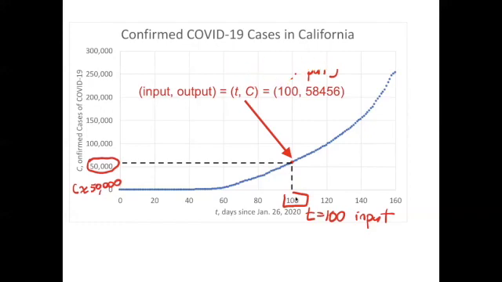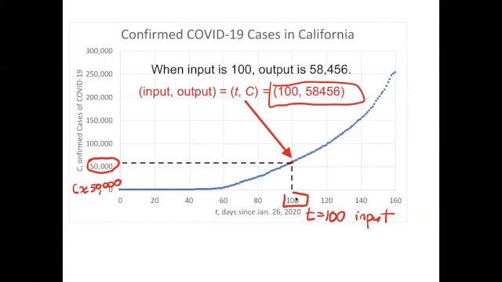And so if we want to make sense out of this, let me clear this out of the way. If I'm reading this point and the question is, let's make sense out of what this point tells us, in a very dry sense, we could say when the input is 100, the output is 58,456. This is not where I would like you to end.